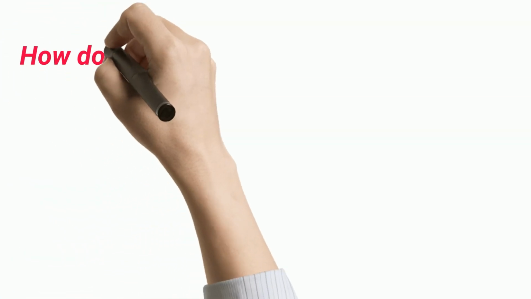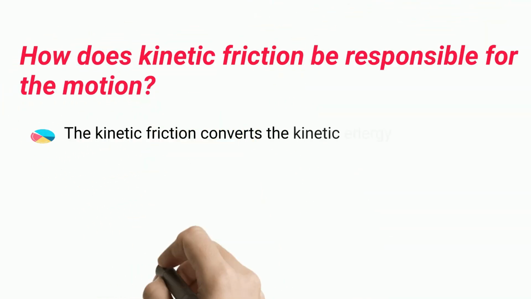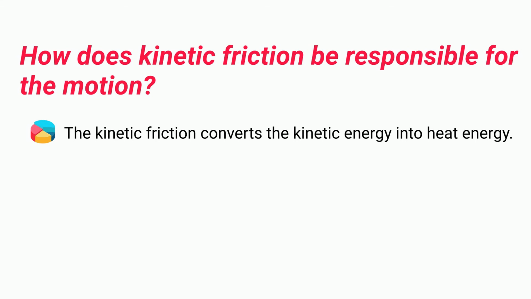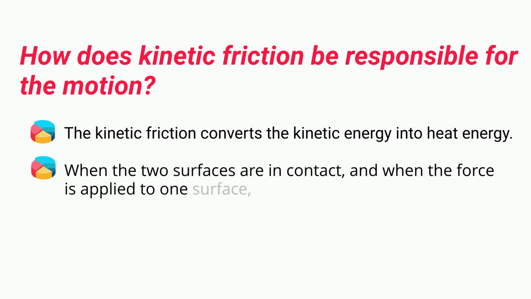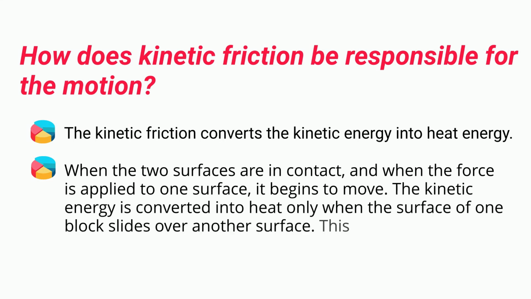How is kinetic friction responsible for the motion? The kinetic friction converts the kinetic energy into heat energy. When the two surfaces are in contact, and when the force is applied to one surface, it begins to move. The kinetic energy is converted into heat only when the surface of one block slides over another surface. This energy is sufficient to cause motion.